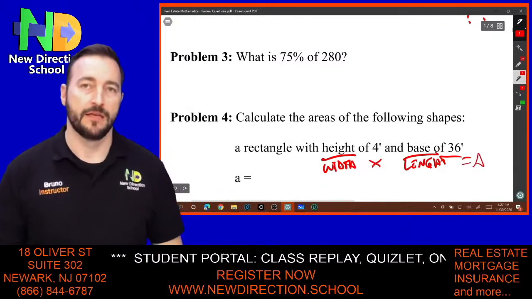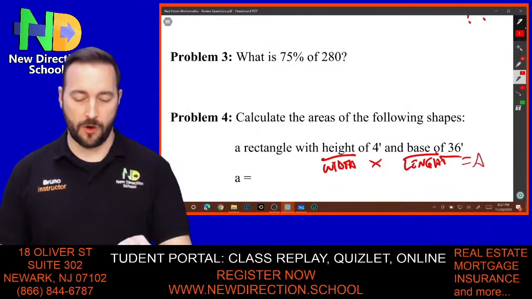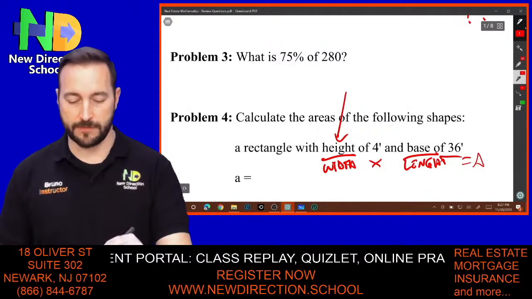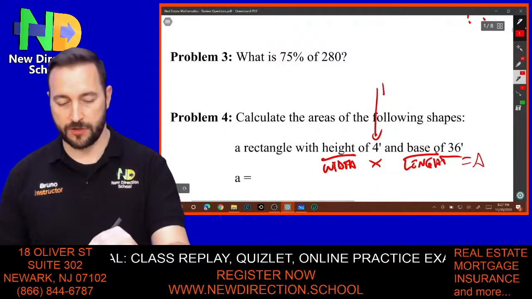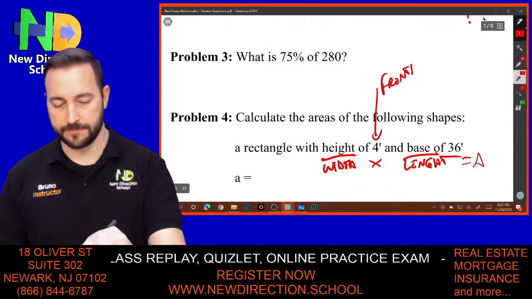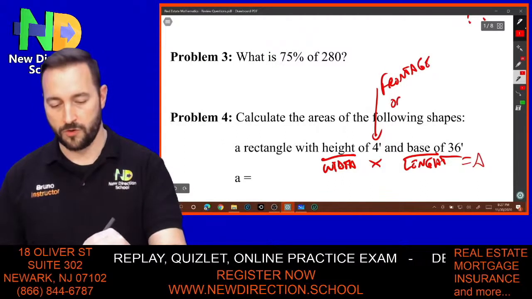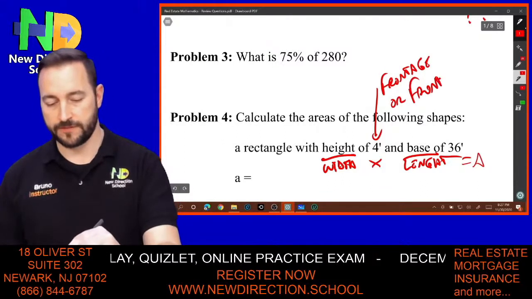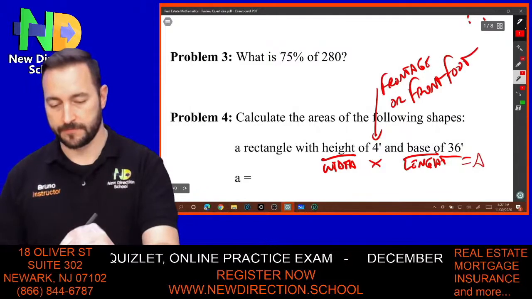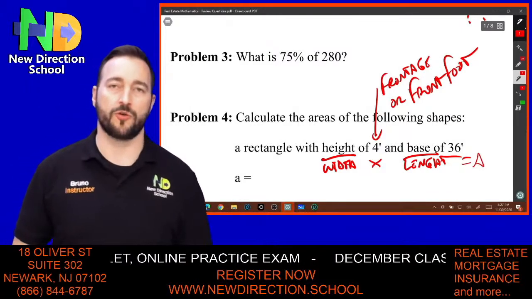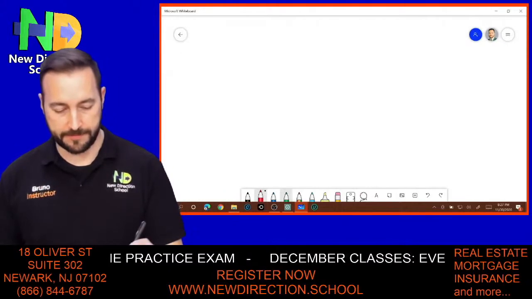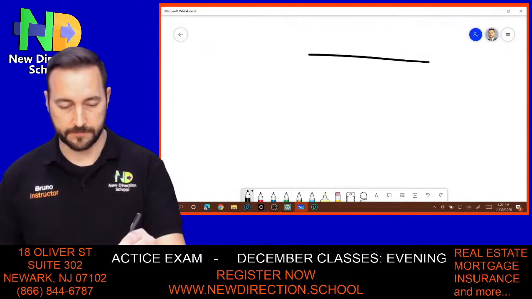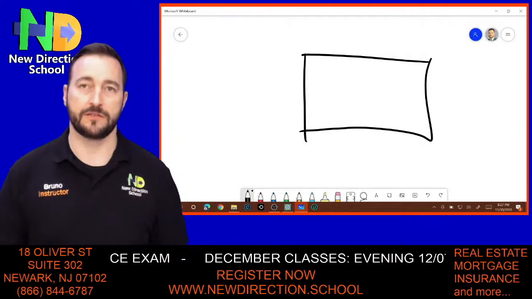Okay. The first figure given is always frontage. So this first number, this first number is always frontage or front foot. Okay. Frontage or front foot. Because if we're looking at the map, this is our property, right?